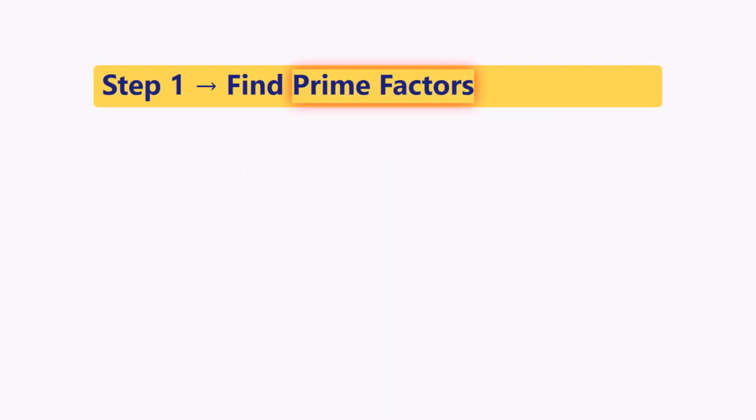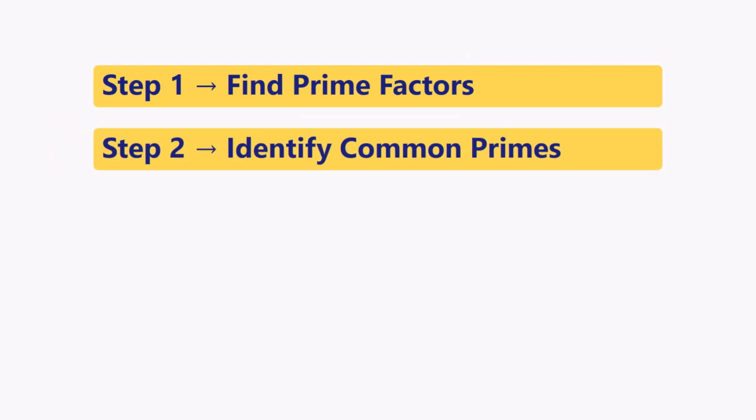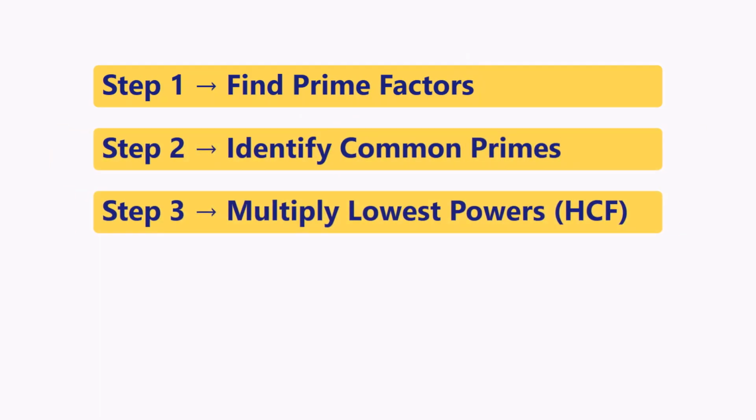First, we find the prime factors for both numbers. Next, identify the common primes. Finally, we select the lowest power of each common prime and multiply them.